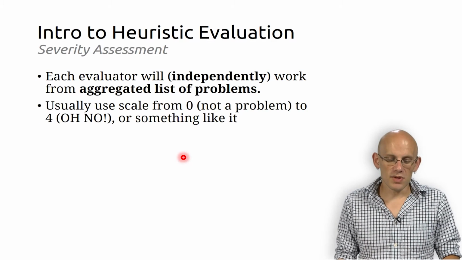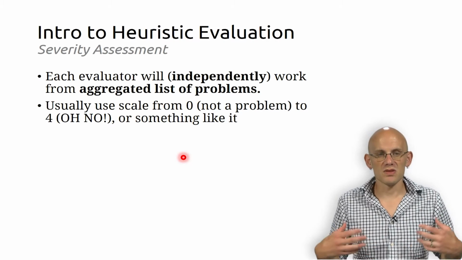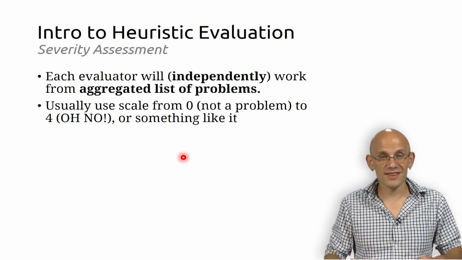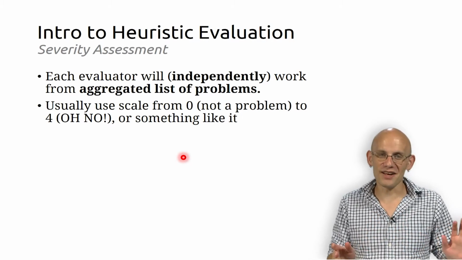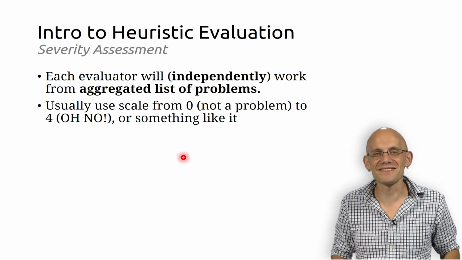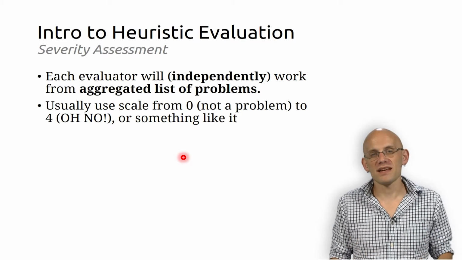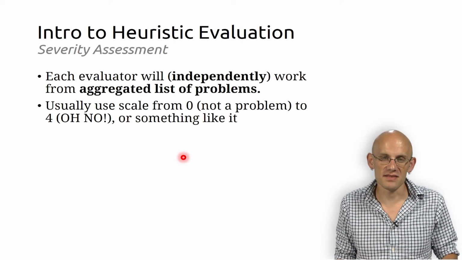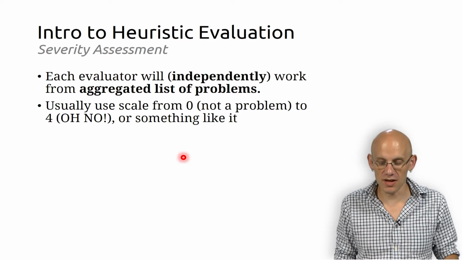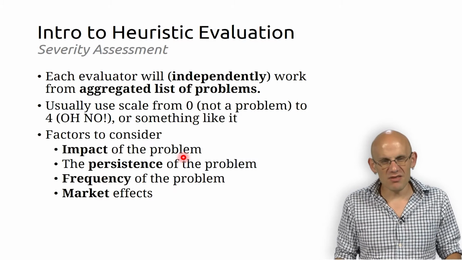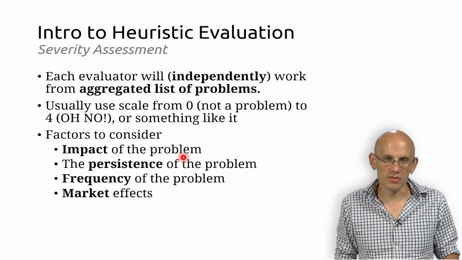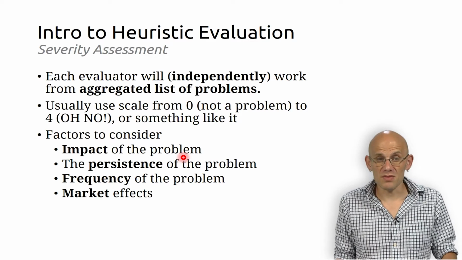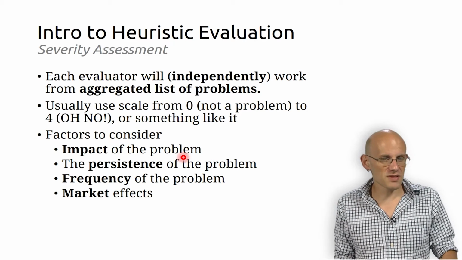Severity assessments are typically done on a scale from something like 0, so not a problem, to 4, oh my goodness, stop the presses, we can't launch the system, our entire company will go under, maybe a little bit less than that, but problems that essentially will severely sink the system if the system is launched with those problems. And the general factors you consider when making an assessment are these four. Right? You think about the impact of the problem. You think about the persistence of the problem. You think about the frequency of the problem.